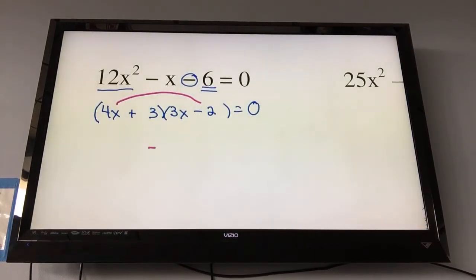I have some. Okay, outers are negative 8. Inners are positive 9. And that's a positive 1. What do I need to do? Switch your signs.